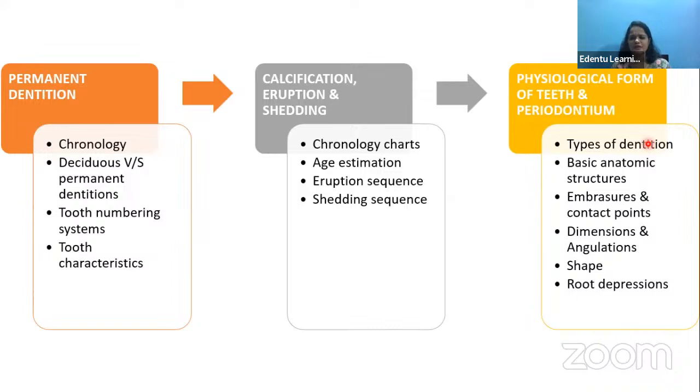And next is dimensions and angulations. Like I had already mentioned, it is not practically possible for someone to remember all the dimensions, like the root of the canine is 17 centimeters, like that. If you're finding it difficult, then I will not suggest you to remember all the dimensions properly, but have a general idea about which tooth in the oral cavity has the longest root, which tooth has the shortest root, which tooth has the shortest crown, mesiodistally and buccolingually. You should have a general idea about it. Then the shape and the root depressions also.